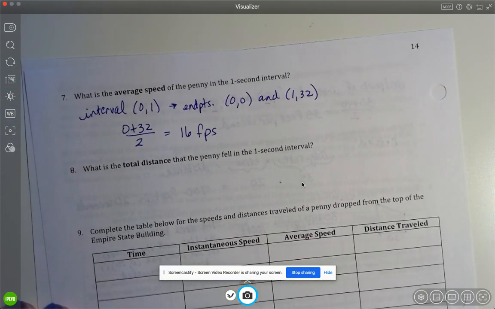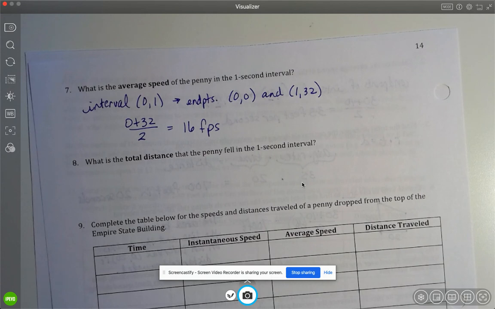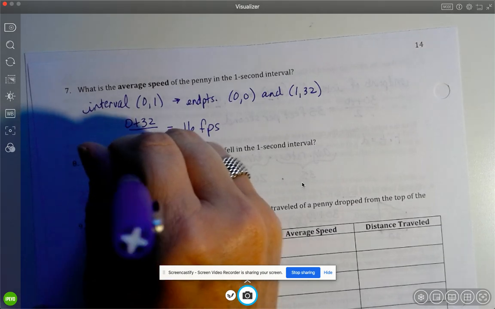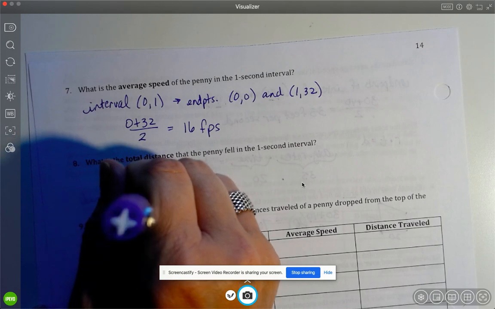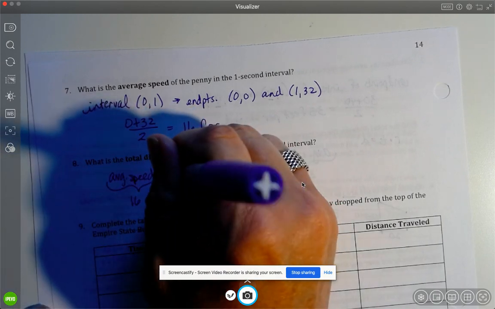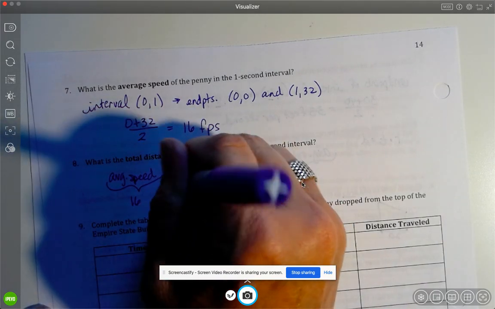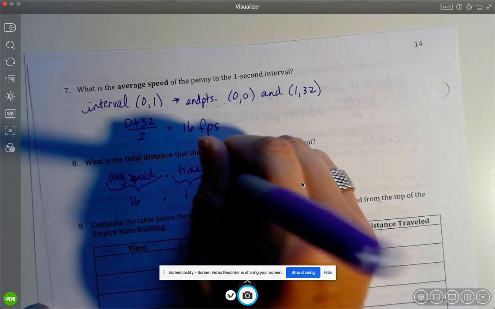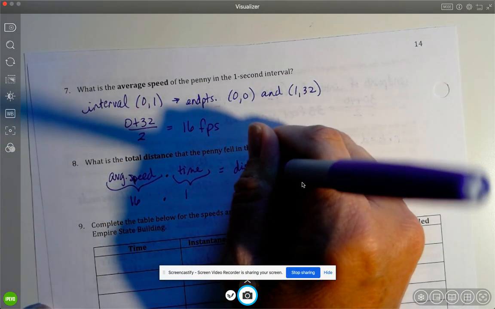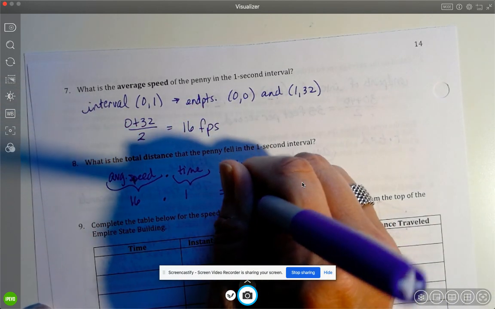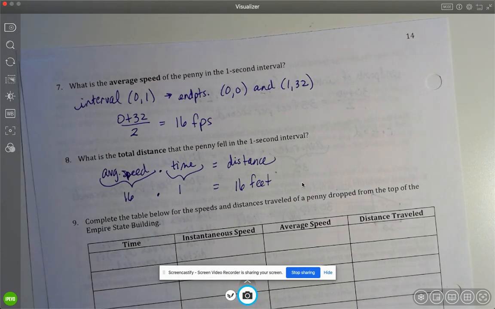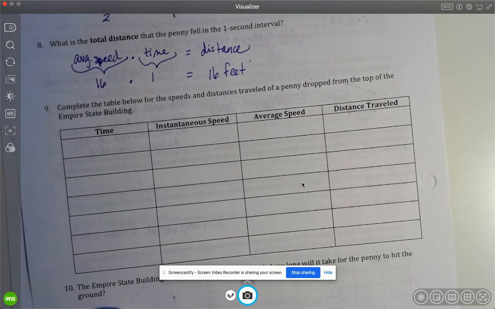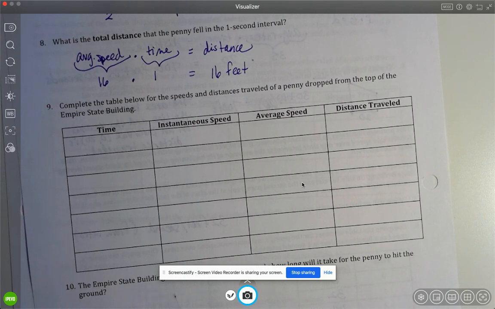So now what is the total distance that the penny fell in the 1 second interval? Same thing. We have average speed, which is 16, times time, 1 second, equals distance, 16 feet, just like we did before. All right, so complete the table below for the speeds and distances traveled of a penny dropped from the top of the Empire State Building.